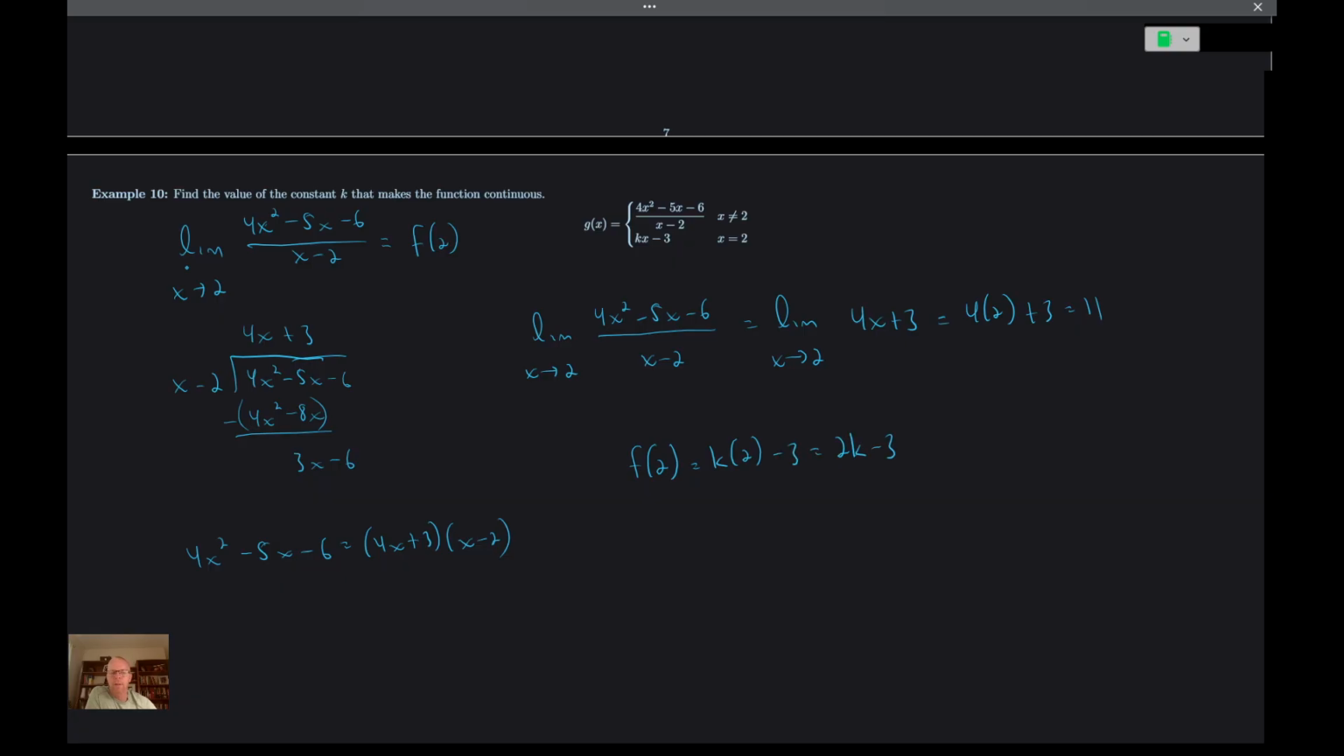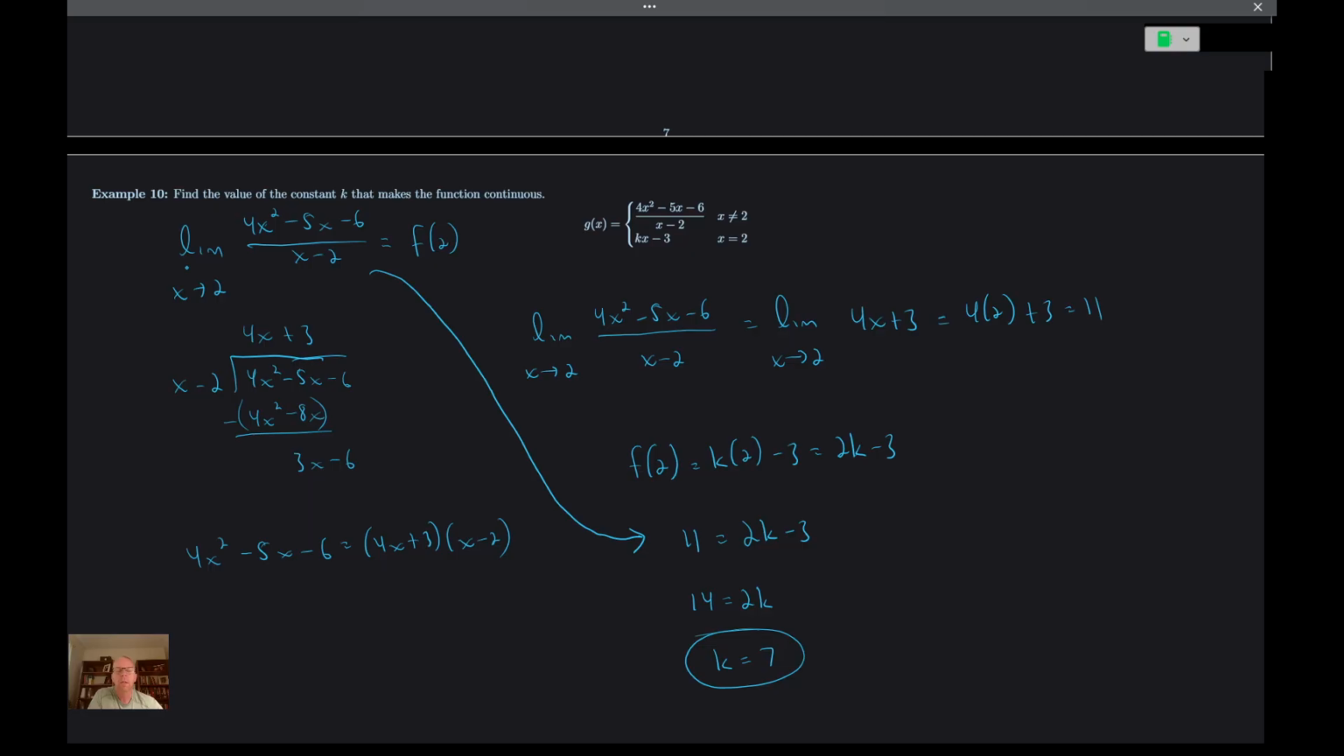So now these two are equal. So the limit from the left-hand side is 11. The right-hand side, f of 2, is 2k minus 3. So now just solve this for k. So add 3, we get 14 equals 2k. So k equals 7. There you go.